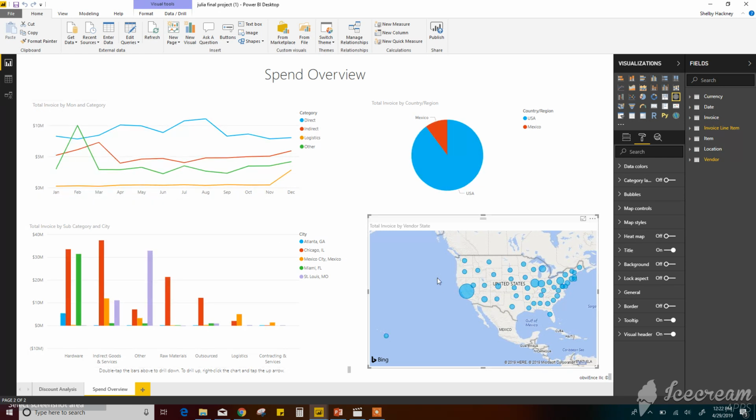So basically, through these two tabs, you get a general overview of the company and how they're doing with their procurement.